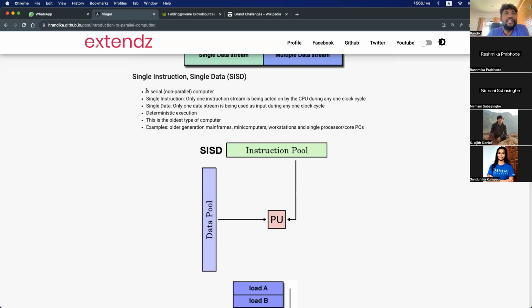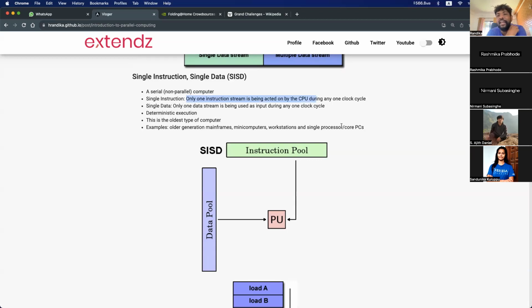We call this a basic serial or non-parallel computing structure. As the name suggests, it has a single instruction and single data. A single instruction, what do you mean by single instruction? One instruction in the stream being acted on by the GPU during any clock cycle.